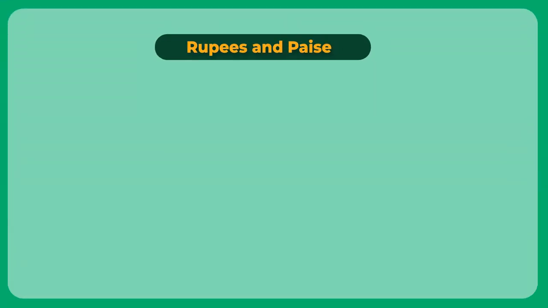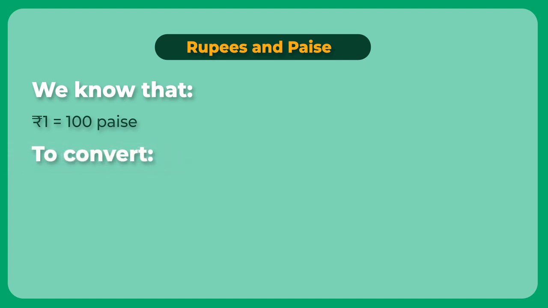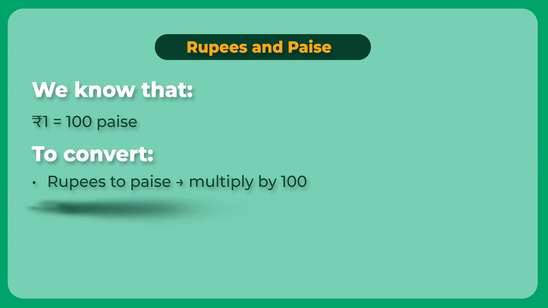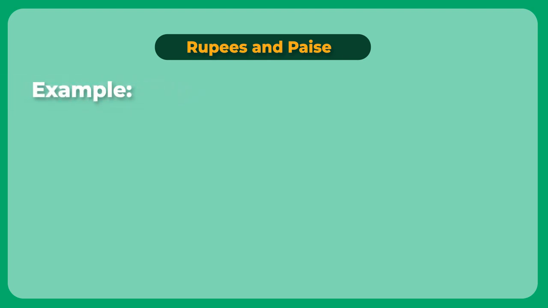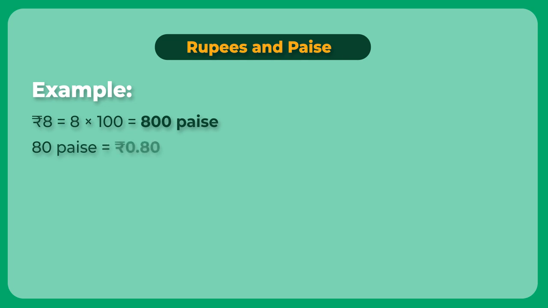Rupees and paise. We know that 1 rupee is equal to 100 paise. Conversions: rupees to paise, multiply by 100. Paise to rupees, divide by 100. Examples: 8 rupees is equal to 8 into 100 paise, which is 800 paise. 80 paise is equal to 0.80 rupees.